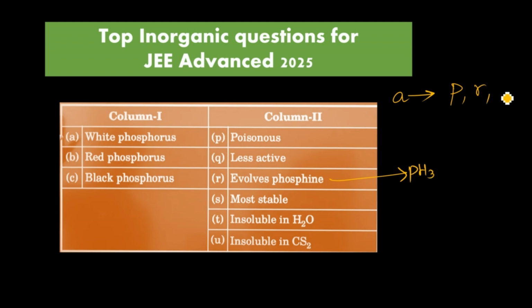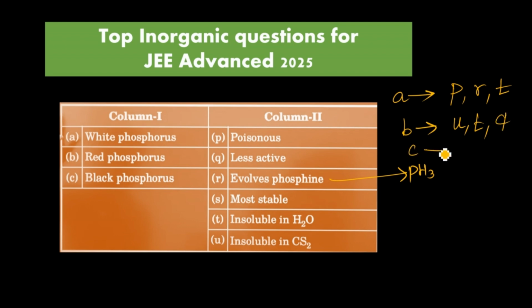Less active, most stable, no. Then comes insoluble in H2O, that is also true. Then comes red phosphorus. Red phosphorus, the properties match here. It is insoluble in CS2, that is right. Then that is insoluble in H2O. Is it poisonous? Not as much as white phosphorus, and this is less active.